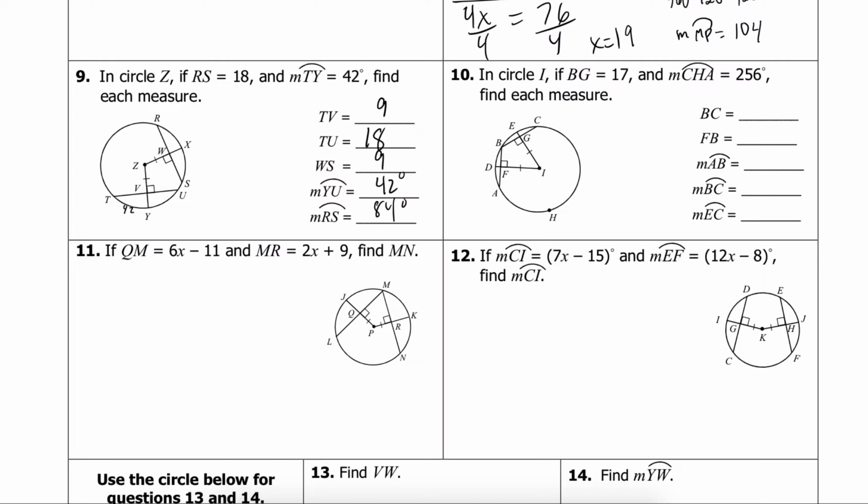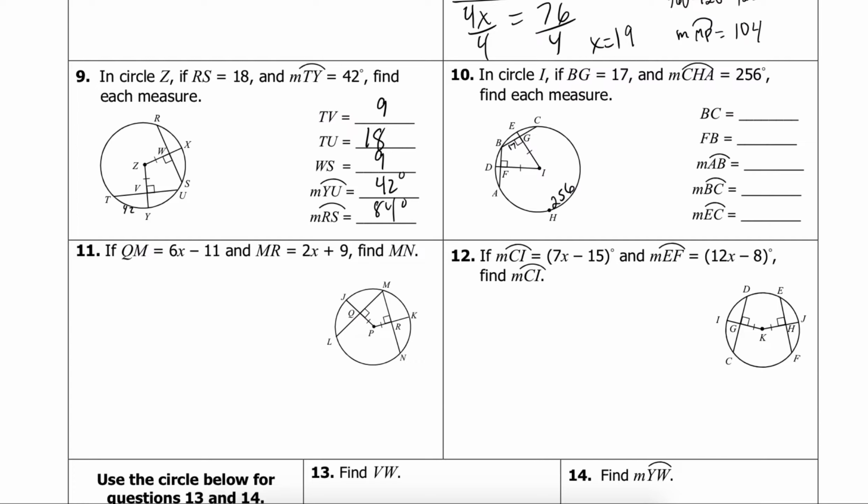Okay, let's do number 10. We have circle I. Okay, so we'll see what we have here. We have some congruent, equidistant from the center. These chords are equidistant from the center and they're perpendicular. It says BG is 17. I'm going to write that in. And CHA, that's this whole arc over here, this big arc. Remember, more than 3 letters is more than 180. Okay, and we're finding each measure.